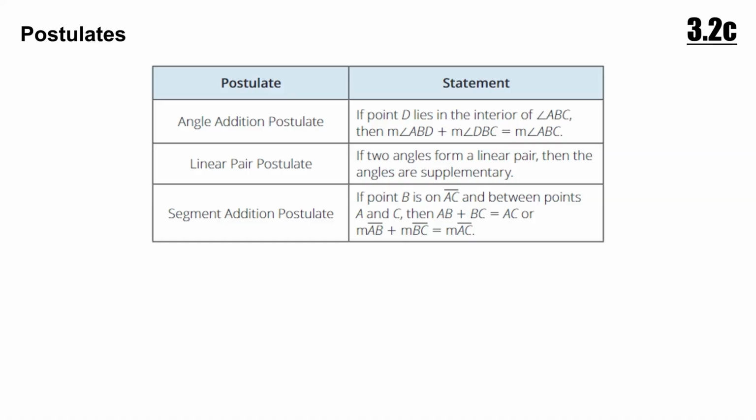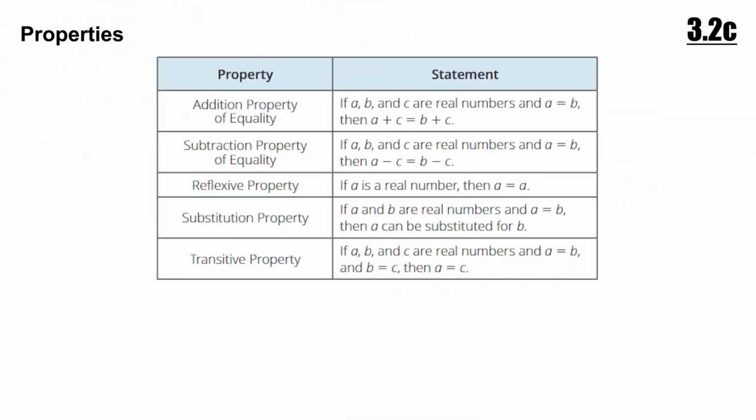The segment addition postulate states, if point B is on segment AC and between points A and C, then AB plus BC equals AC, or the measure of segment AB plus the measure of segment BC equals the measure of segment AC. The addition property and subtraction property are both used when solving algebraic equations.